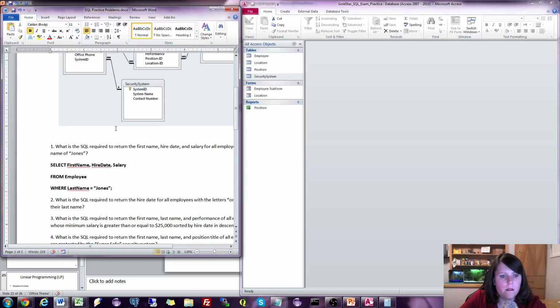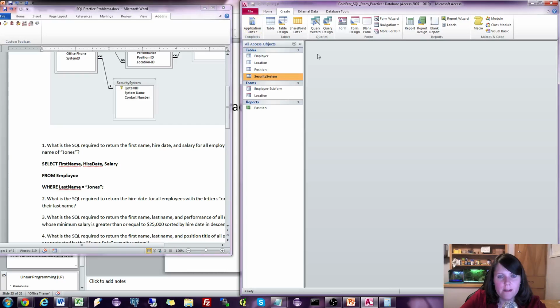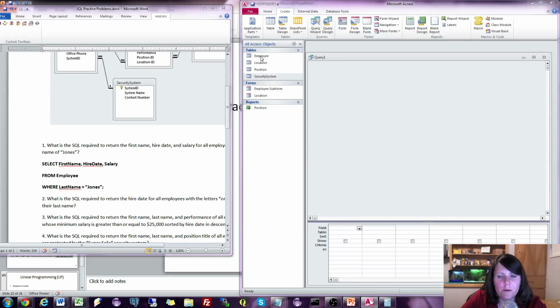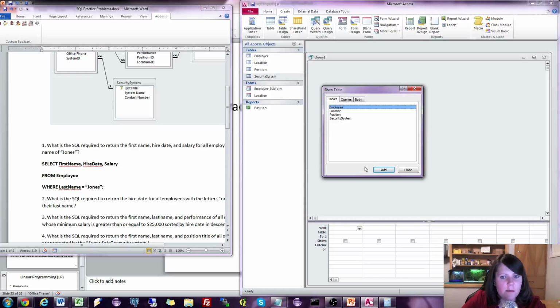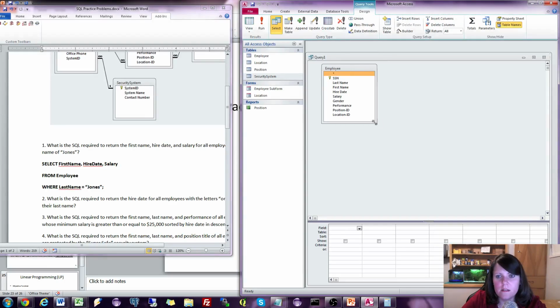So let me pull this up. In Access, what we're going to do, we go to create, and I'm sorry I'm using 2010, but I think it's exactly the same. I have 2013 on my work laptop, but I have 2010 on my home computer. Alright, so query design, and then decide what tables we need. We only need the employee table, so I am going to add that. Close this, and then I need first name, hire date, and salary, and it's coming from employee.